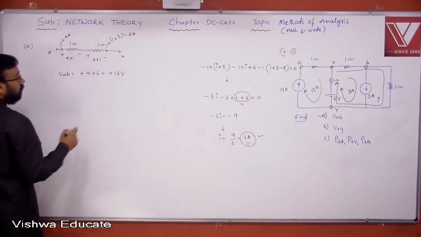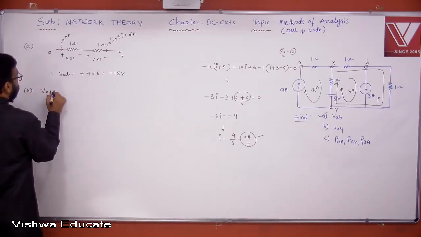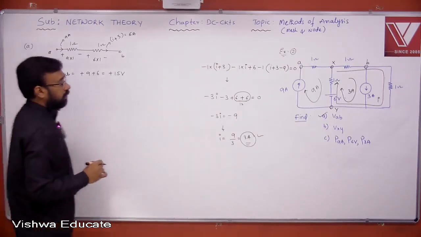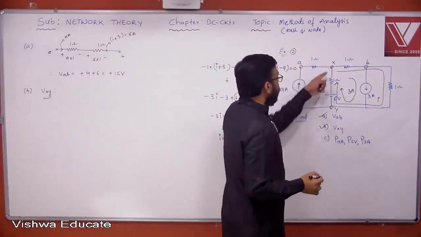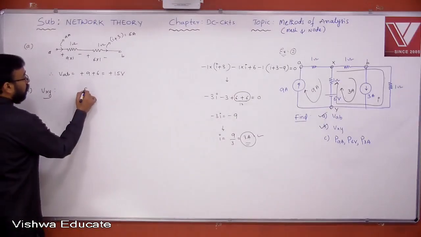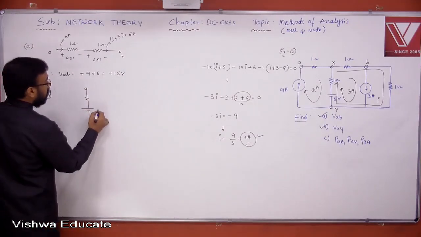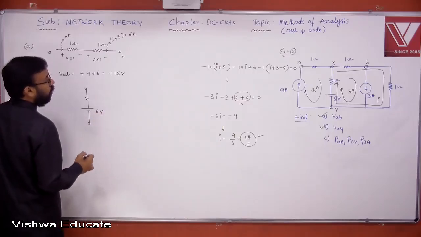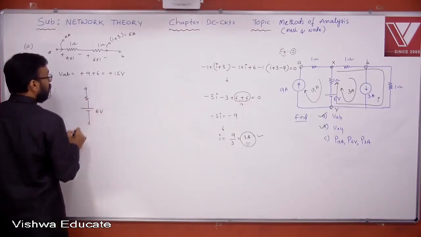Now, VXY. VXY means what? From X to Y, you choose a path. Let me choose directly here like this. This is 6 volt. Yes or no? This is 6 volt. What is actually the current flowing here?